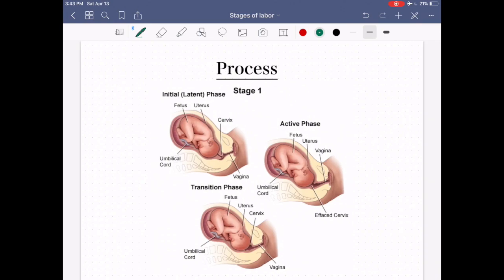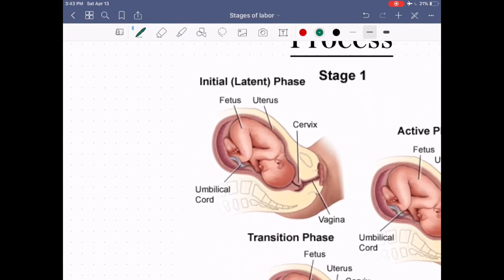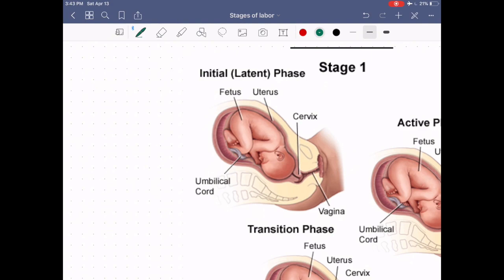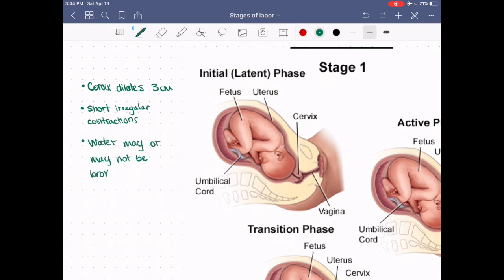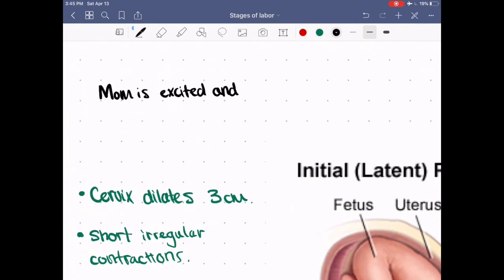Now, the stages of labor consist of 4 stages with periodic phases in between. So with stage 1 of labor, this is going to end with complete dilation. It starts with the latent or early phase, where the cervix dilates up to 3 centimeters. Short and irregular contractions, water may or may not be broken at this point. The cervix is beginning to soften and efface. The mom is excited and talkative. This is a great teaching opportunity for the nurse.